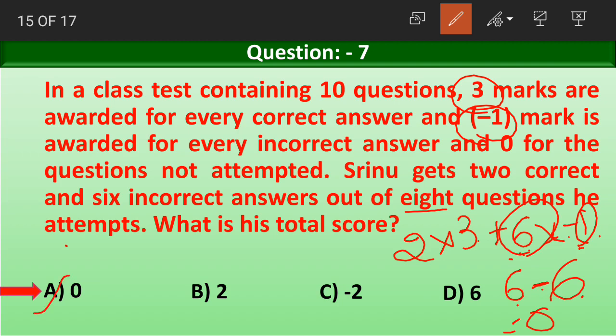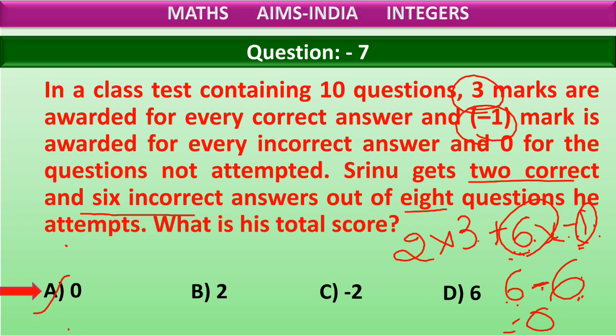So even though he got 2 correct answers, because he got 6 incorrect answers, the total score of Srinu becomes what? The total score of Srinu becomes 0 here. Plus into minus gives us minus. 6 ones are 6. 6 minus 6 is equal to 0. I hope this is clear. Remember, this plus into minus rule applies only when you are multiplying two integers in which one is positive and one is negative.